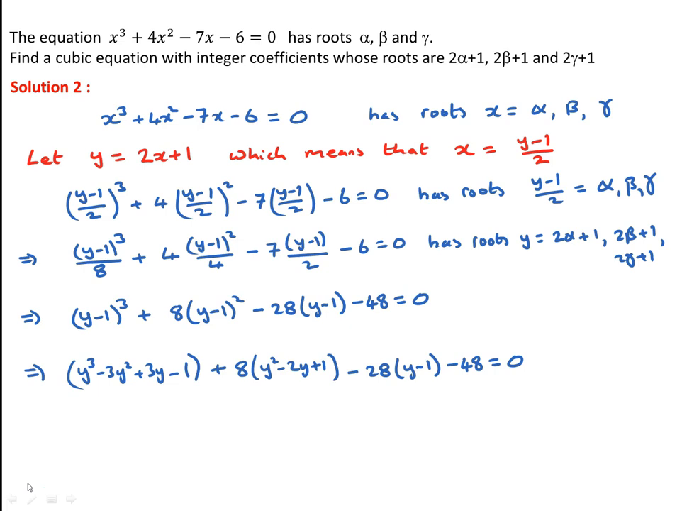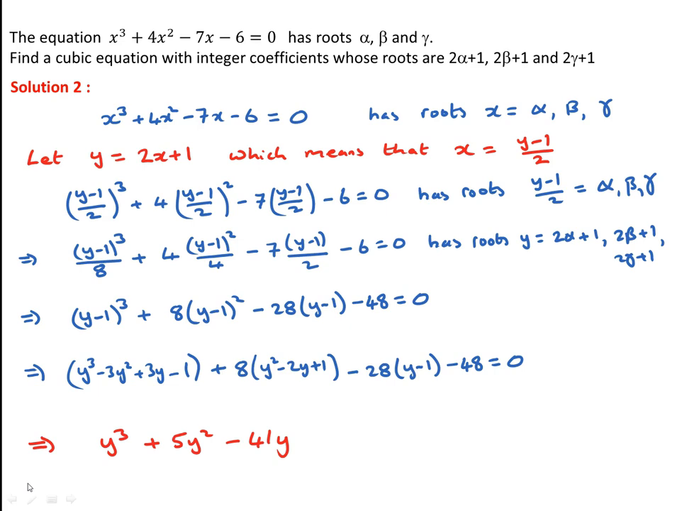Now if I look at the terms here, starting off with the y cubed, there's simply one y cubed. Looking at the y squareds, I've got minus 3y squared in the first bracket, but plus 8y squared from the second bracket. So that's going to give me plus 5y squared. Looking at the y terms, I've got 3y in the first bracket, minus 16y from the second bracket, and minus 28y from the third bracket. So that's 3, take away 16, take away 28, which gives me minus 41y.